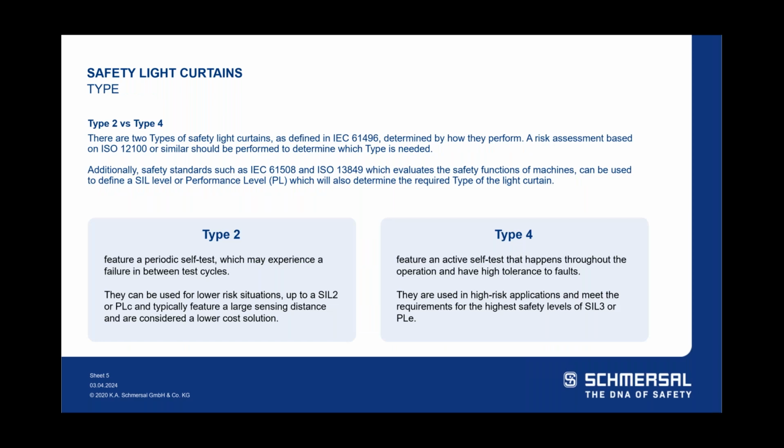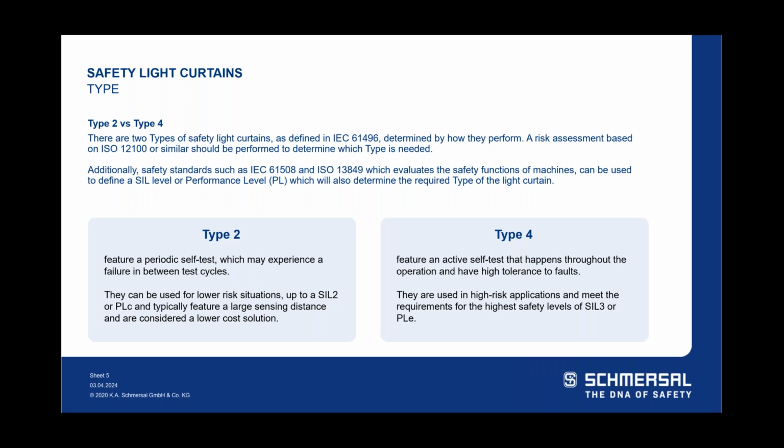There are two types of light curtains. There's type 2 and type 4. We'll talk a lot about risk assessments. Again, that's usually the starting point for where we want to go, and the risk assessment will kind of guide us in one way or another. In the two boxes, you'll see type 2 features a periodic self-test, which may experience failures in between test cycles, whereas the type 4 features an active self-test. It's happening throughout the entire process, the entire operation, and they have a high tolerance to detect these faults.